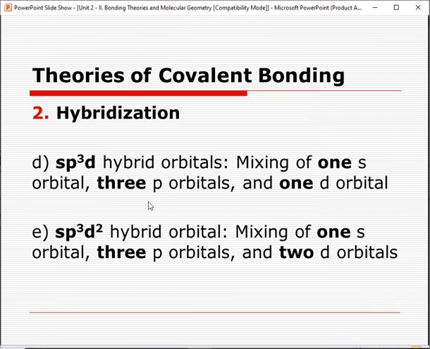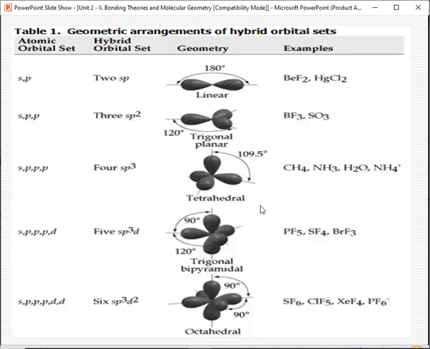Another is sp3d hybrid orbitals. It is the mixing of one s orbital, three p orbitals, and one d orbital. For sp3d2 hybrid orbitals, one s orbital, three p orbitals, and two d orbitals are mixed. As a summary, here in the table are the hybrid orbitals, their geometry, and examples.